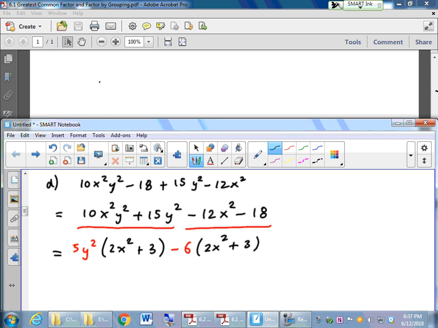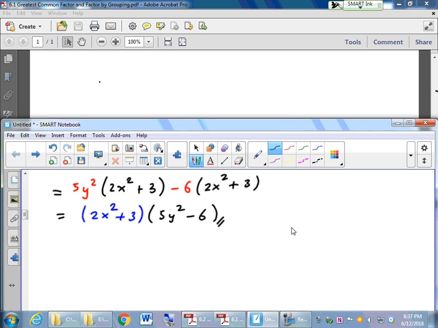Now we have the common binomial factor, which I can continue factoring. This will become 2x to the second plus 3. That's the common binomial factor. If I factor it out, from the first term it will leave 5y squared. From the second term, it will leave negative 6, and this will be my final answer. So this is a way to regroup and then continue factoring.